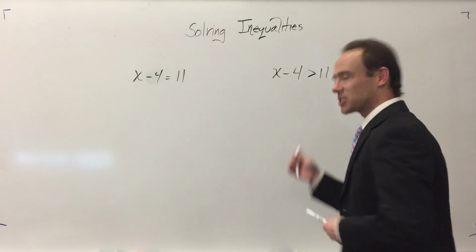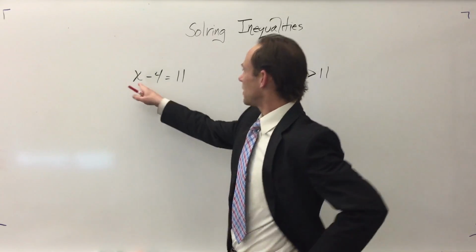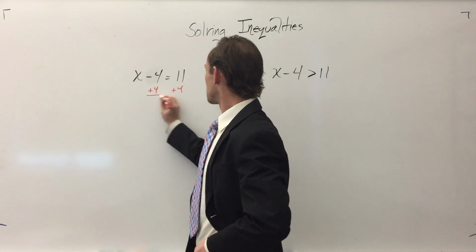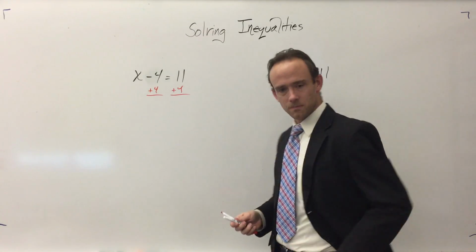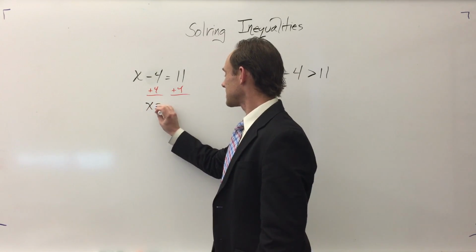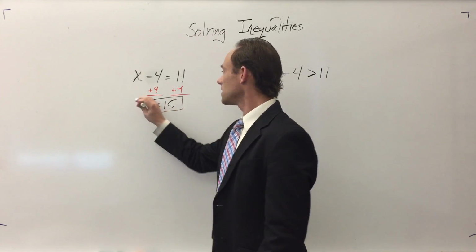For now, I just want to do a real quick reminder. If I want to know what that variable is, I'm going to add 4 to both sides. That's just what I'm going to do. It's who I am, it's what I'm about. And I got myself x is equal to 15.